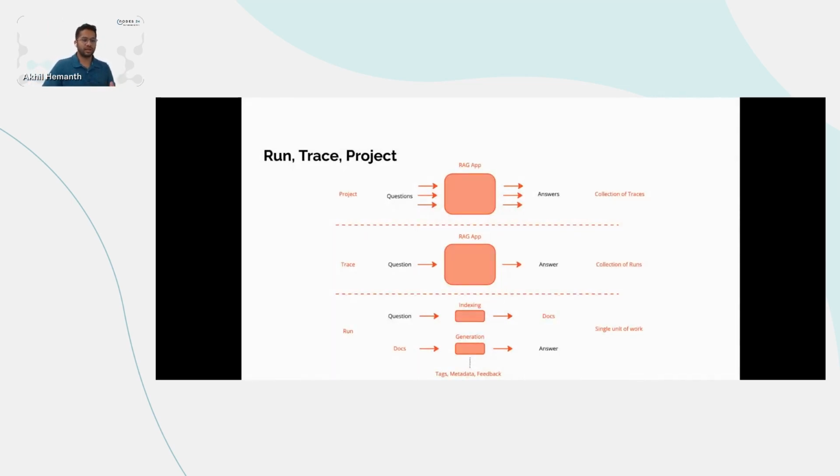As you can see, the run, the bottommost, is a single unit of work. So every time, for example, in an app, a question is asked, and the question is then used to retrieve data from the retriever. That is one run, and so on and so forth. A collection of these runs becomes a trace, and a collection of traces becomes a project. But what does this all mean? Let me show you an example.